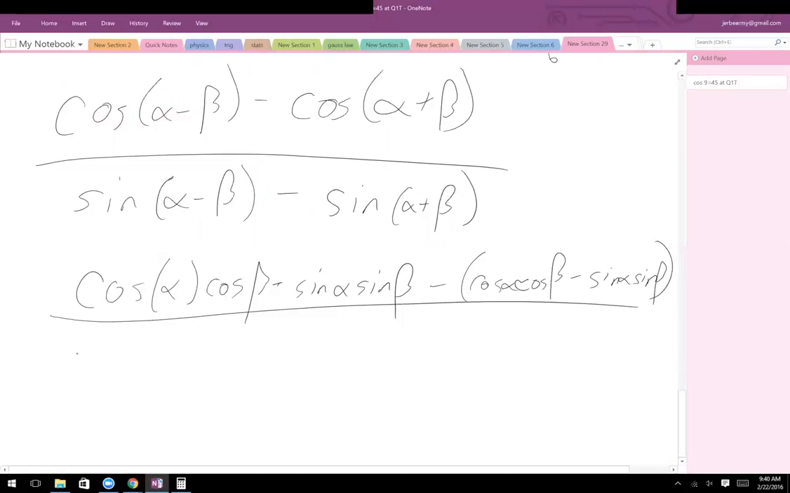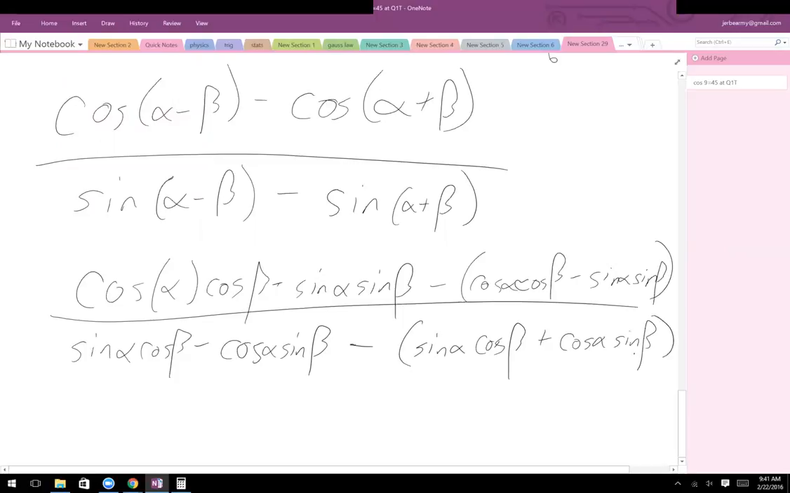And then on bottom, sine alpha cosine beta minus cosine alpha sine beta. That's the first term. Second term, minus sine alpha sine beta, or sorry, cosine beta, plus cosine alpha sine beta. Boom. All right, on top, this minus is going to make that one a minus and that one a plus, right? On bottom, this minus is going to make that one a minus and that one a minus.